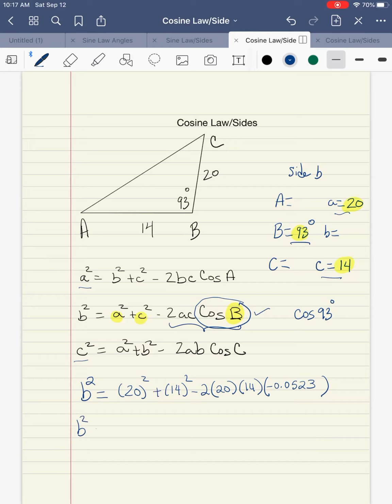So again, just kind of working through this, we can square that, which would be 400. 14 squared, 196. Now remember, this part here, we're multiplying those 4 values together. What we want to be careful is that sometimes you're going to have a double negative. So in this case, I got a negative and a negative, which we know will give us a positive. Now multiplying those 4 values there, and it comes out to about 29.288.